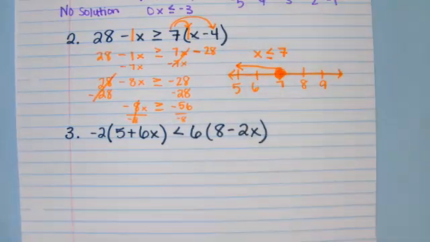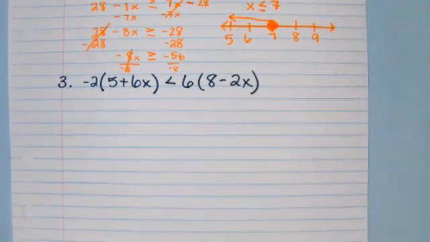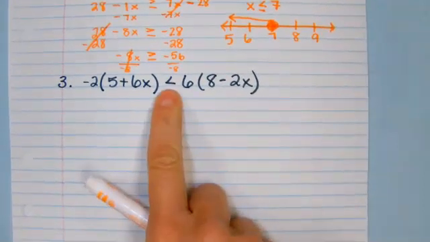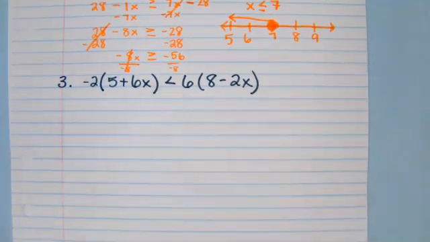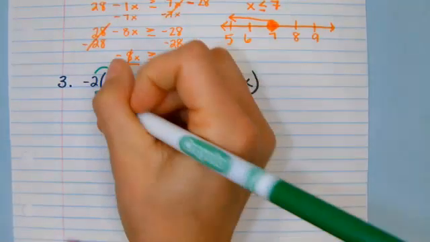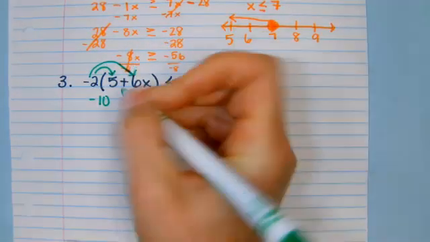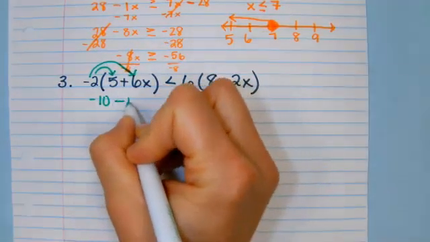All right, last one then. So far, are we understanding? Okay, good. Here's the last one. All right, again, my inequality is hiding, but it's in the middle again. And we're going to start with distributing. So let's do that. Negative 2 times positive 5 is negative 10. Negative 2 times positive 6x is going to give me negative 12x.